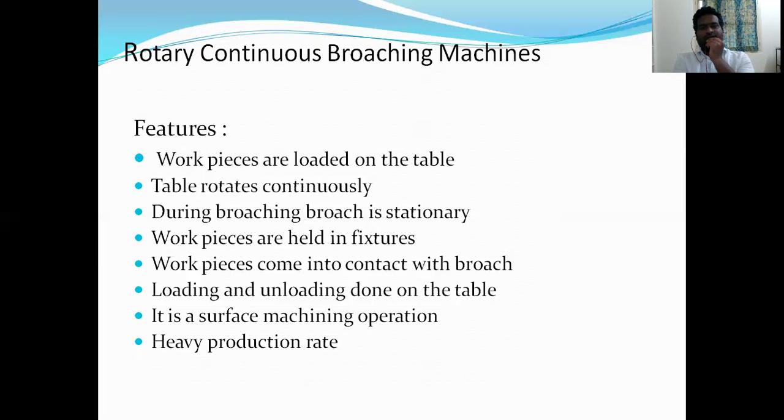As we have observed in the diagram, the broach is fixed in one position. While many workpieces pass through this broach tool, the broach tool is not going to vibrate. That's why we have fixed this broach tool in one place. So workpieces are held in fixtures.